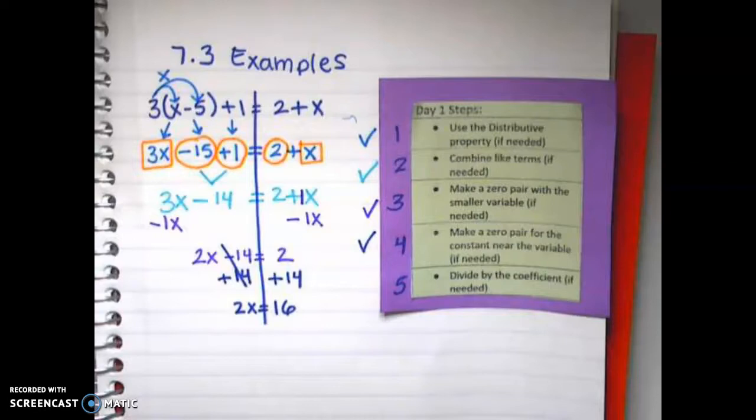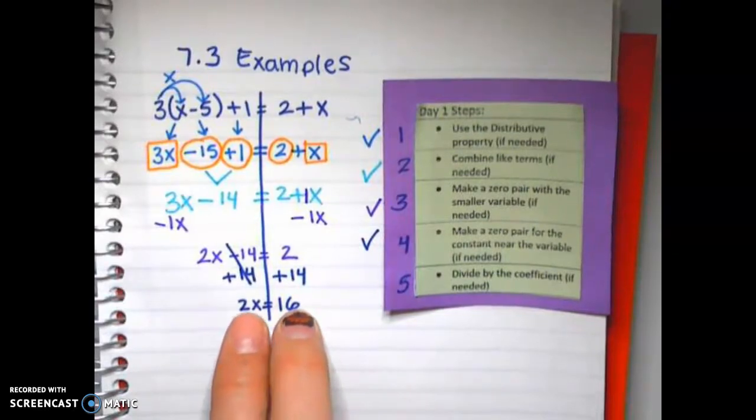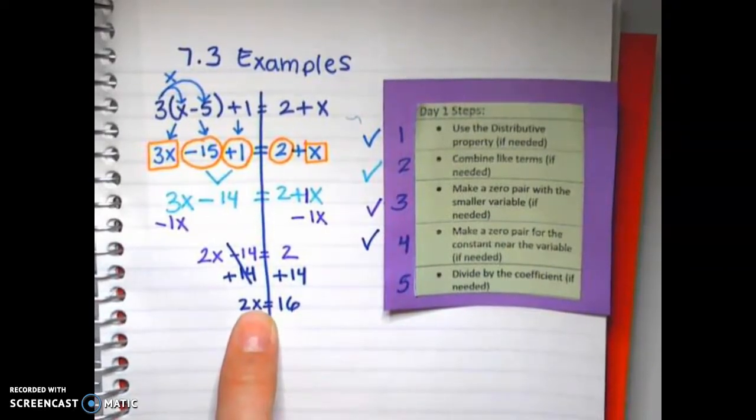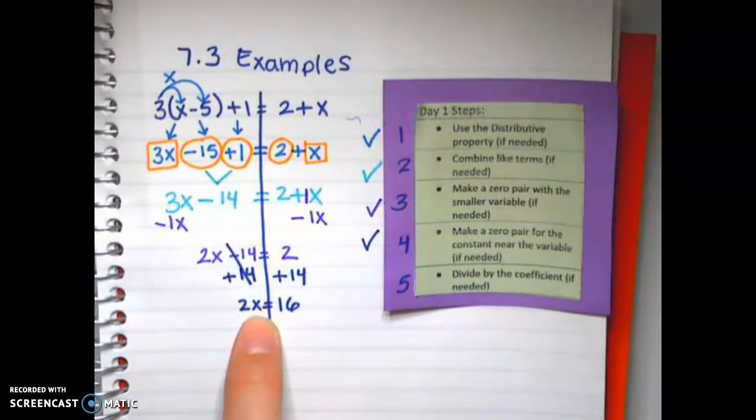Last but not least, step 5 is divide by the coefficient. Now, one of these numbers is the coefficient. The definition of coefficient is the number that is in front of the variable. So, the number in front of the variable is called the coefficient. It tells you how many of that variable we have. So we have 2 x's.